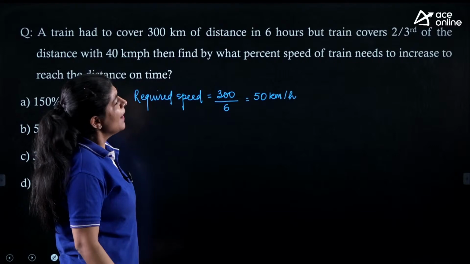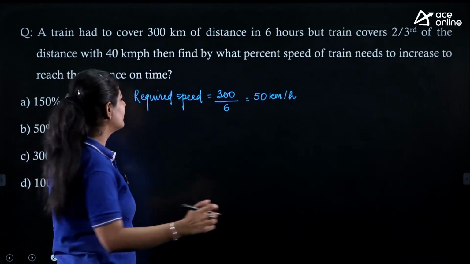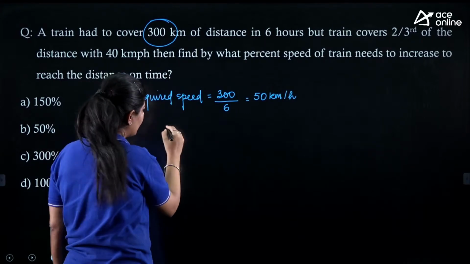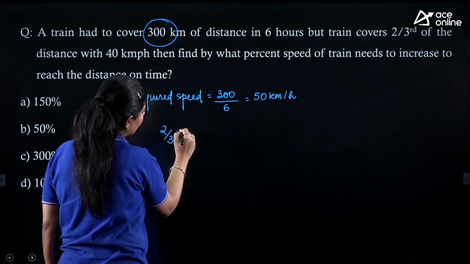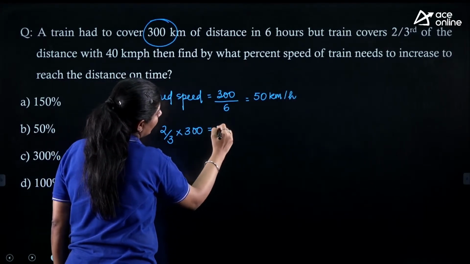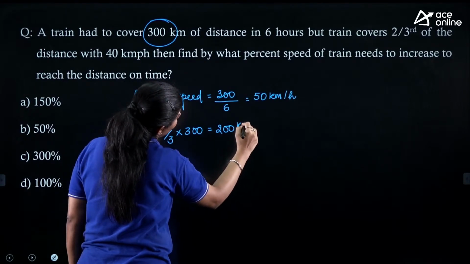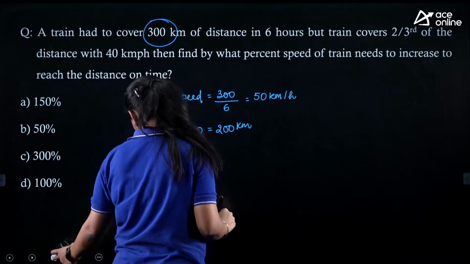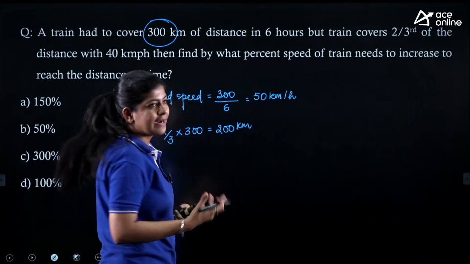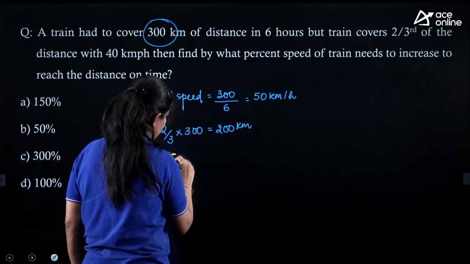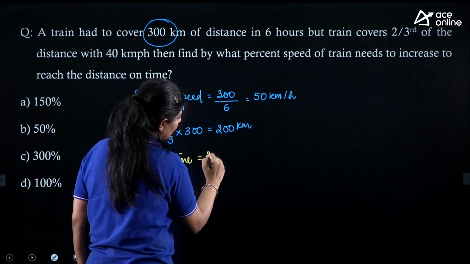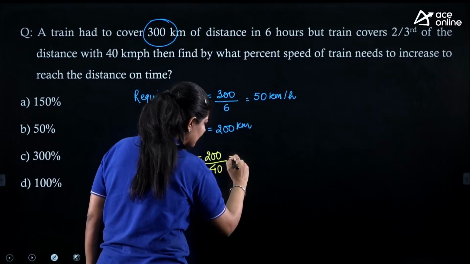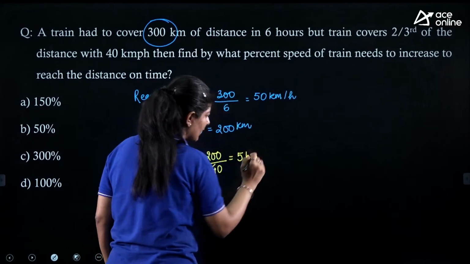Now, the train covers 2 by 3rd of the distance. The total distance that we have is 300 kilometers. So, 2 by 3rd of it means 200 kilometers. This 200 kilometers is covered with a speed of 40 kilometers per hour. Okay. So, let's try to figure out the time. Time is nothing but 200 kilometers covered at 40 kilometers per hour. That means it took 5 hours, right?